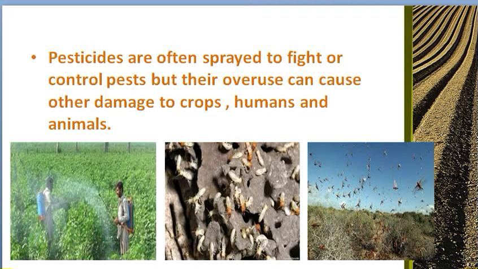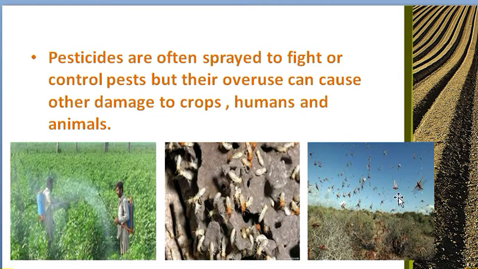Pesticides are often sprayed to fight or control pests, but their overuse can cause other damage to crop, humans and animals. In this picture you can see they are spraying on the crops. These are the pests. Look, small insects have attacked.